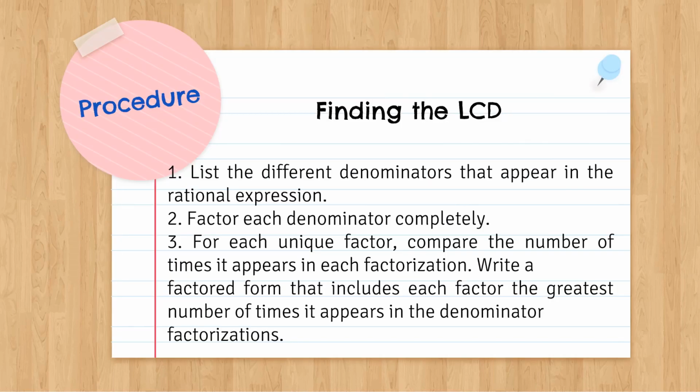So in finding the LCD, we have the following procedures. Number one, we list the different denominators that appear in the rational expression. Then afterwards, we factor each denominator completely. So again, your knowledge about factoring is needed in this lesson. Third, for each unique factor, compare the number of times it appears in each factorization. And then we are going to write a factored form that includes each factor the greatest number of times it appears in the denominator factorizations. So let us do this.